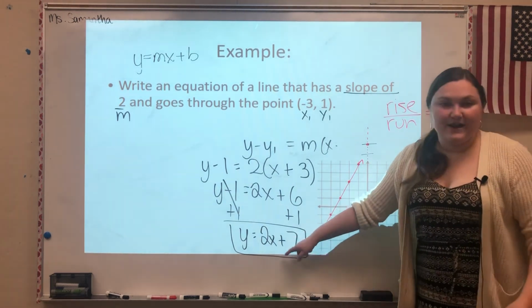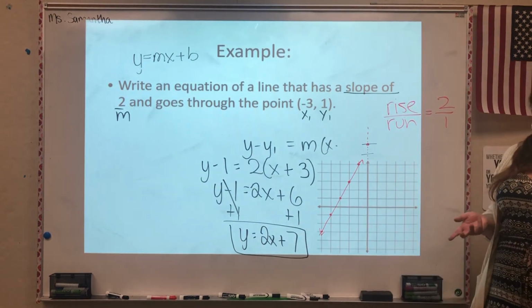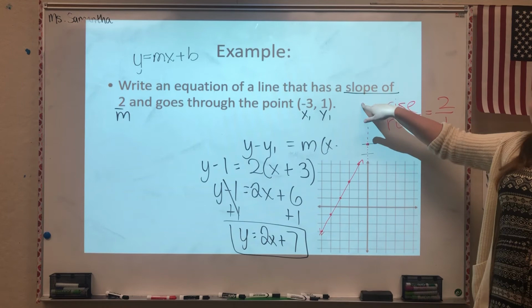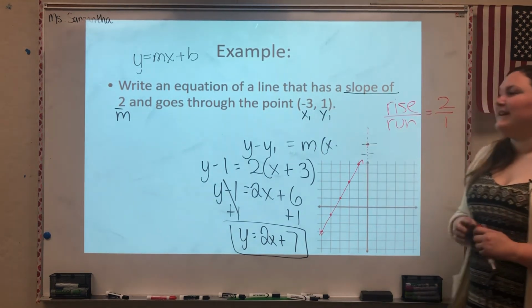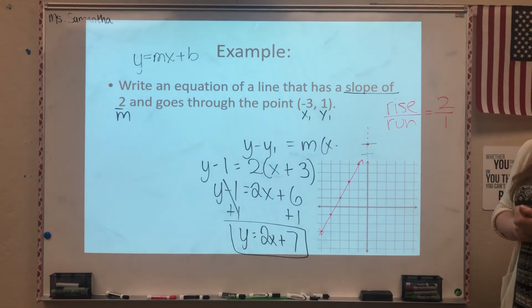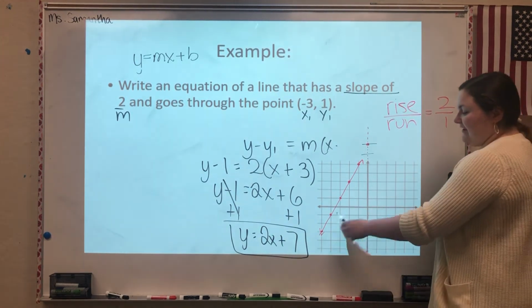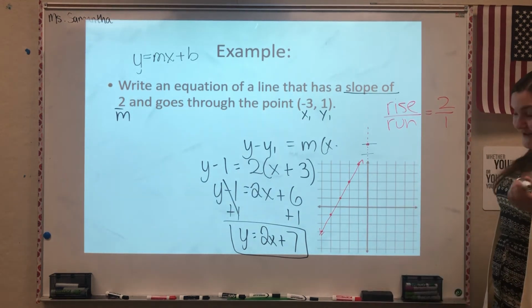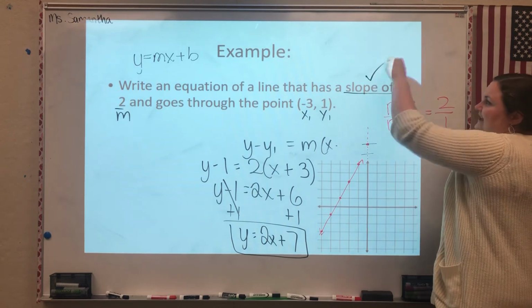Now if this is the correct equation, I just graphed to this line here. If it's the correct equation, what should be true? Well, it should have a slope of 2, and it should go through the point -3, 1. Let's check to see if both those things are true. Well, the first part, does it have a slope of 2? Yeah, the line's going up, so the positive slope, and it's going up 2 over 1. So it has the slope.